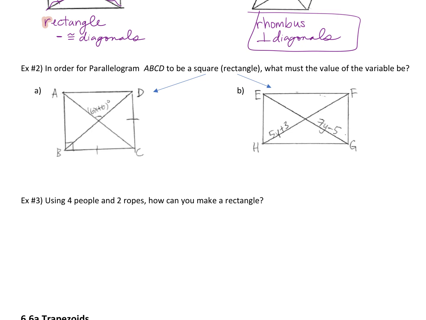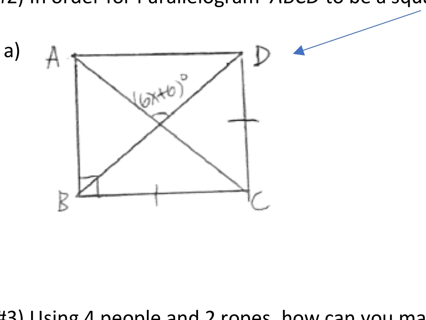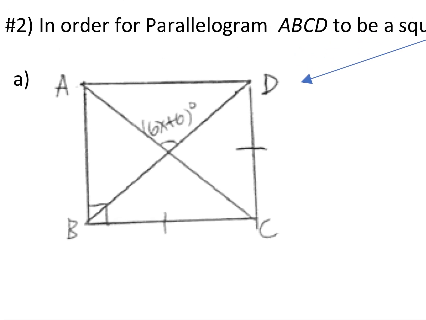Example 2. This says, in order for parallelogram ABCD to be a square, or in this case, a rectangle, what would the value of the variable have to be? So look at this picture. Okay, 90 degrees, and these are congruent in a parallelogram. We know opposites are congruent. What has to be true of this angle if it's a square? 90. We know opposite sides are congruent in a square, and angles are right angles.